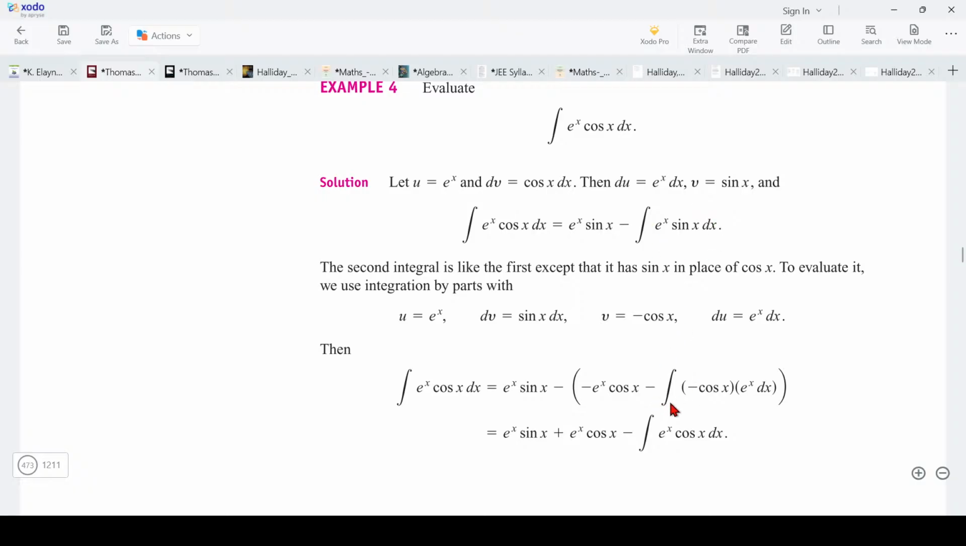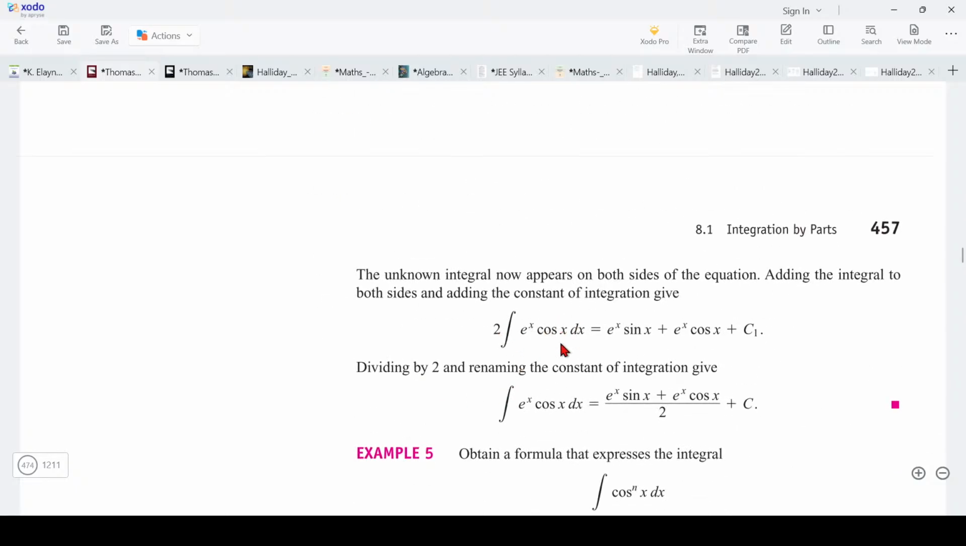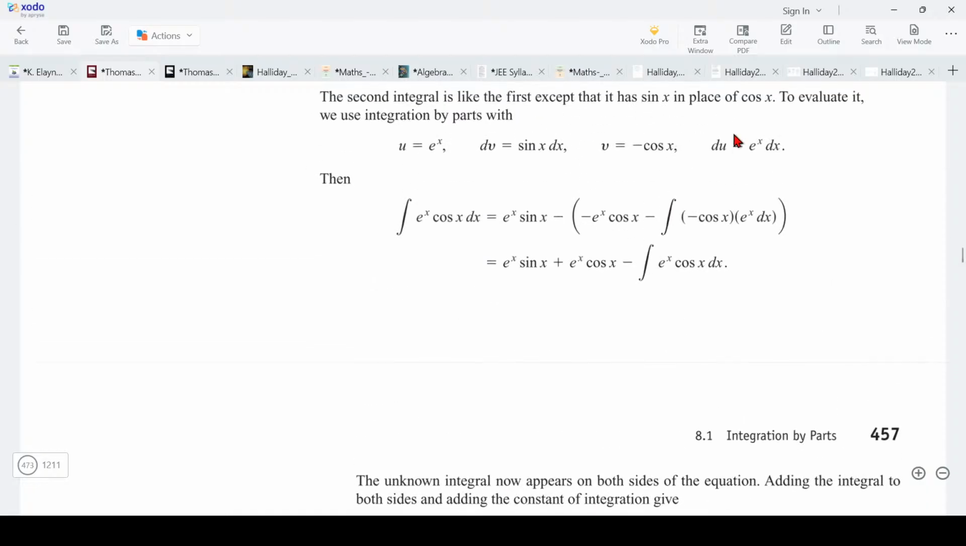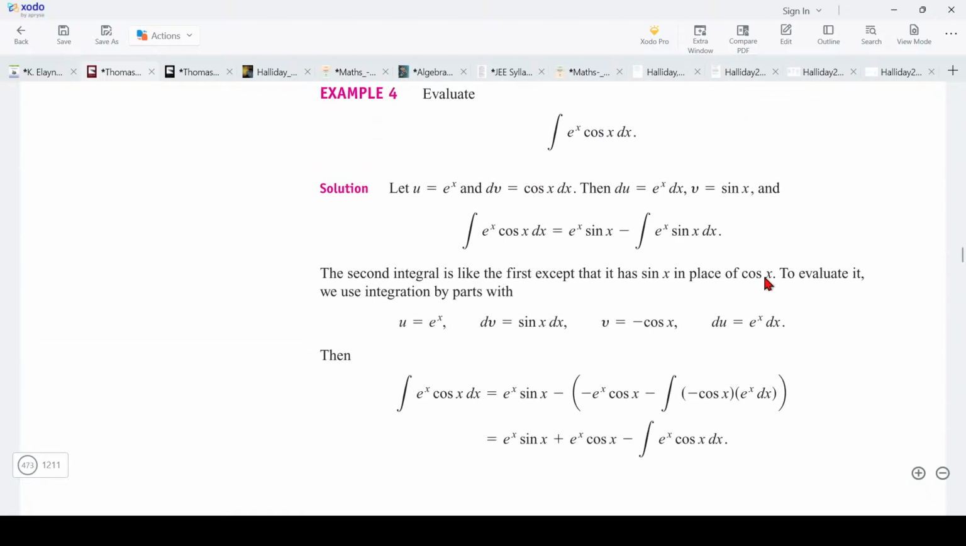We are evaluating this again and we are getting this one. This will send it to this side. So 2 into this thing should become this thing and this one should become this plus this by 2. Just see whether you are getting this or not. So again, cyclically we are doing. It's like a loop.